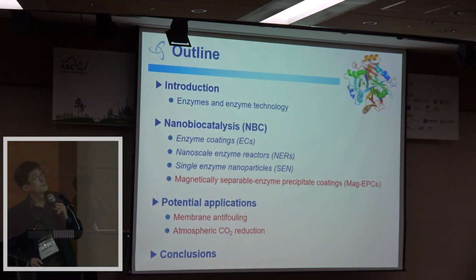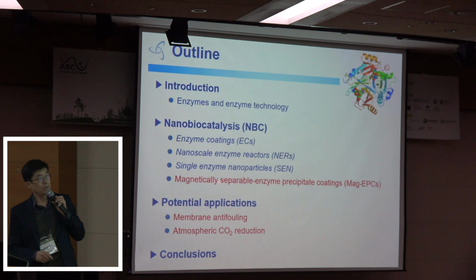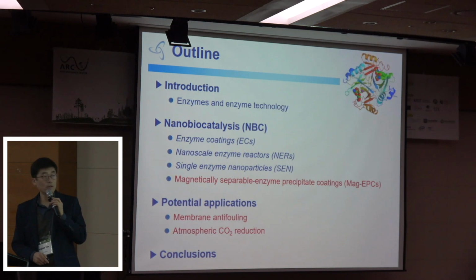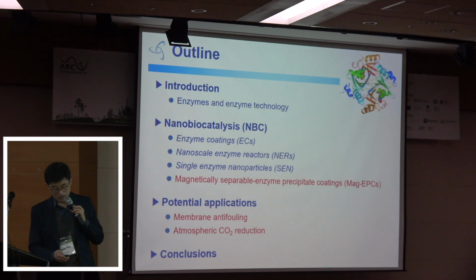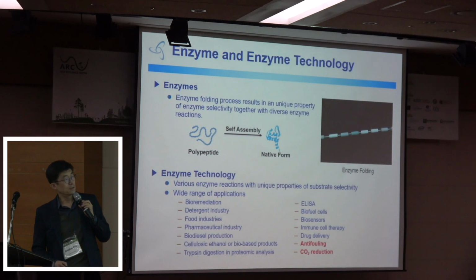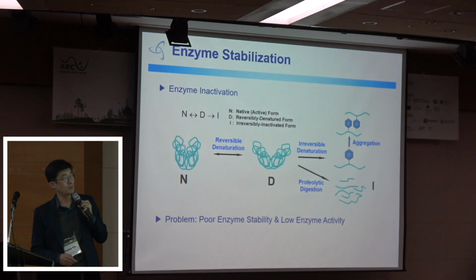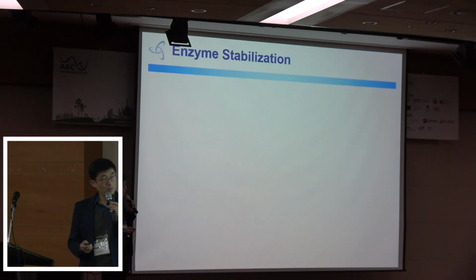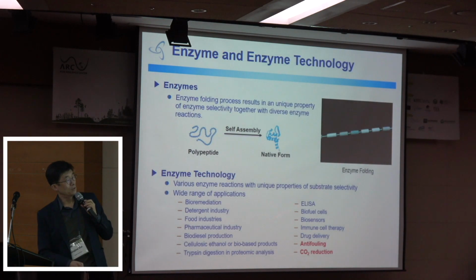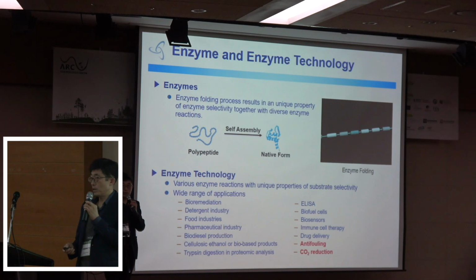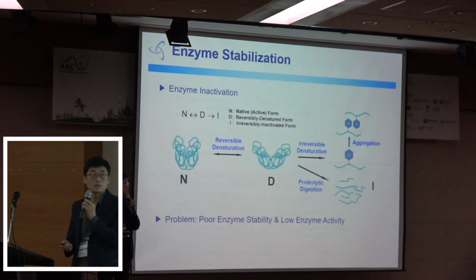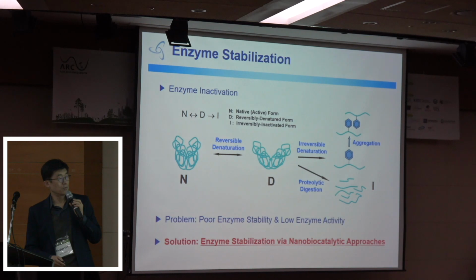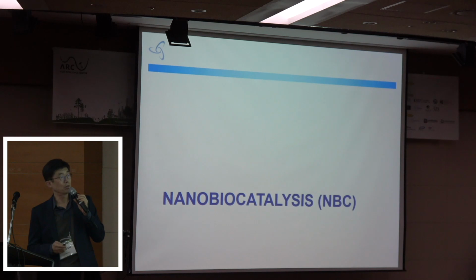Today I'm going to talk about how I can stabilize the immobilized enzyme in the form of multi-cycle enzyme coating, and then the potential applications like this. Enzymes can be used in a variety of applications, as I mentioned. The problem is, even though enzymes can be used in a variety of applications, one of the critical problems is that the enzyme is not stable enough. So we tried to stabilize the enzyme by using a nanobiological approach. That's what I'm going to talk about.